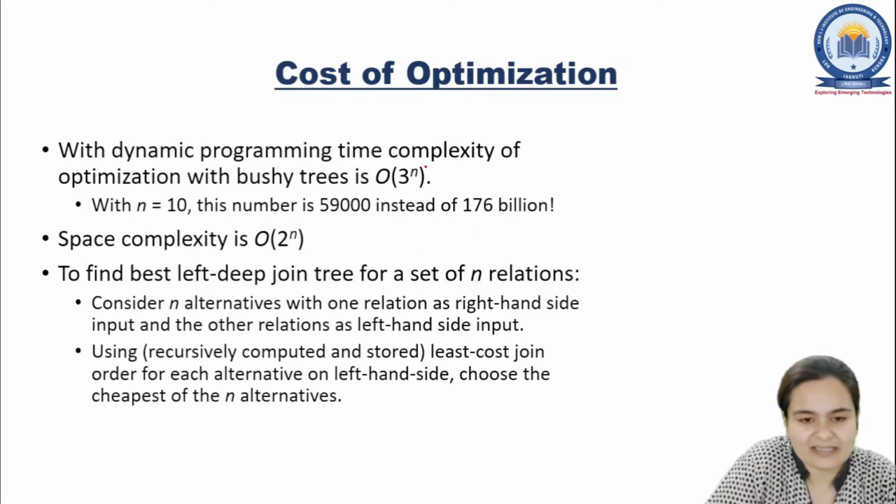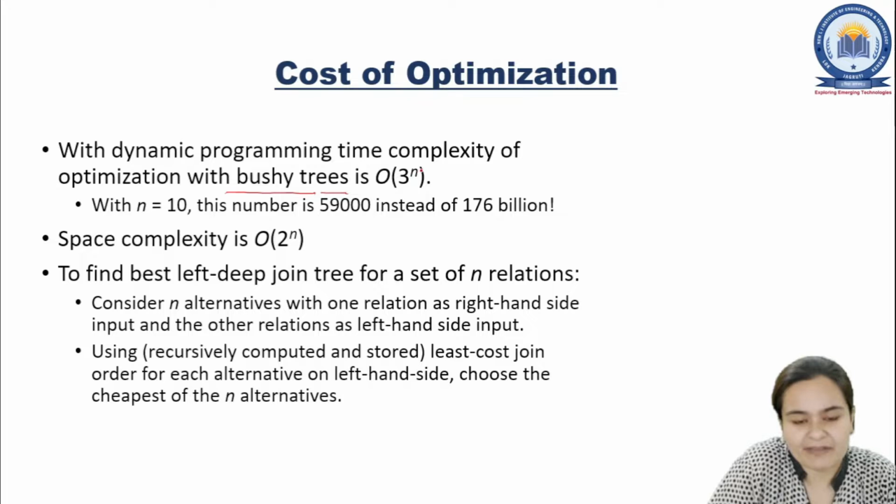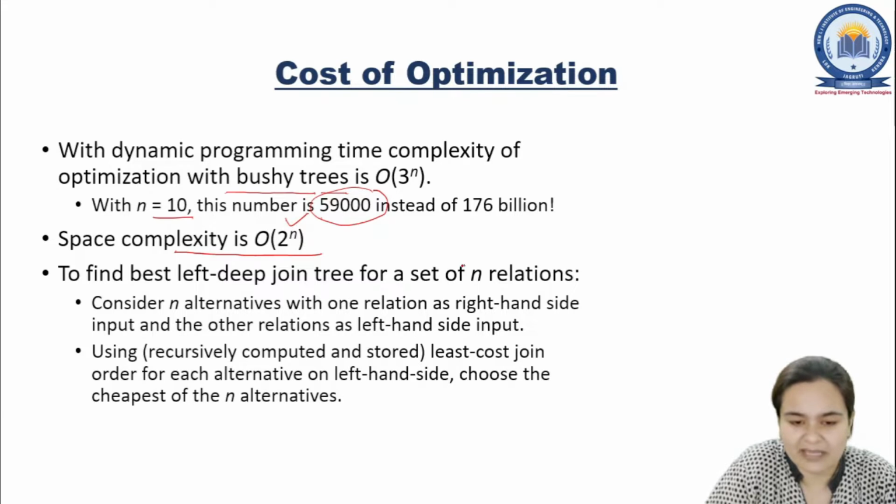So what is the cost of optimization here? With dynamic programming, the time complexity of optimization with a bushy tree would be order of 3 to the power n. If n is 10, then the number is 59,000 instead of 176 billion as we have seen. And the space complexity is order of 2 to the power n. That is why we have used a binary tree, so definitely that will be order of 2 to the power n.